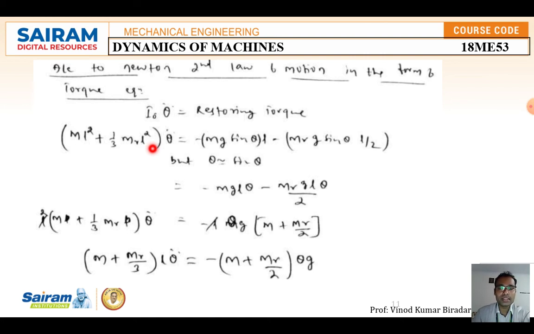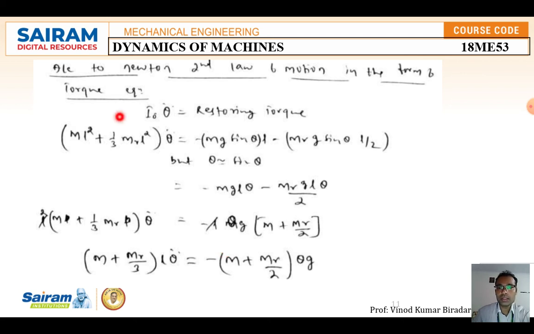Similarly, minus Mr g sin theta times L by 2, that is the middle portion of the mass. But theta is nearly equal to sin theta, therefore minus mg theta, and as it is, minus Mr g L theta by 2. Again we have L square on both sides, so take it common: L square times m plus 1 by 3 Mr, times theta double dot, is equal to minus L theta g, which is common, times m plus Mr by 2.